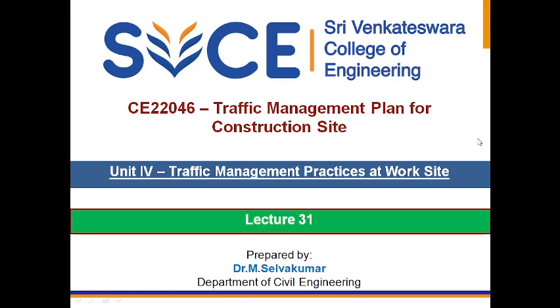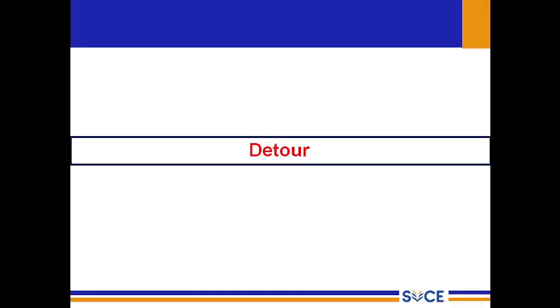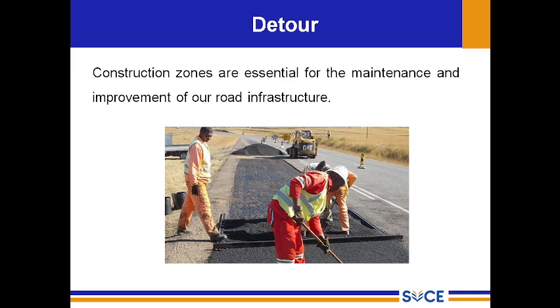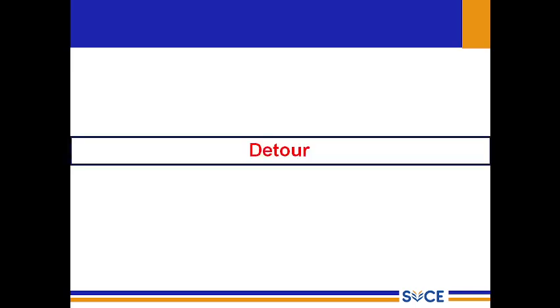So, lecture 31, Unit 4, Traffic Management Practices at Worksite. We are going to see about detouring. Detouring means diverting traffic to a new road. The already existing road network facilitates diverting traffic to an alternative road. That kind of activity is known as detouring. Detour is usually done for major projects like metro constructions, which take a longer duration.